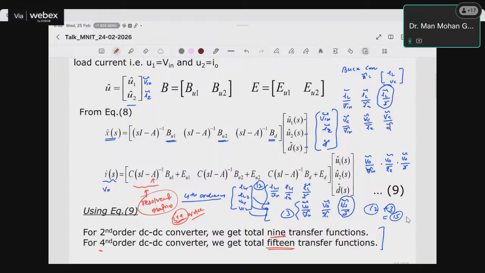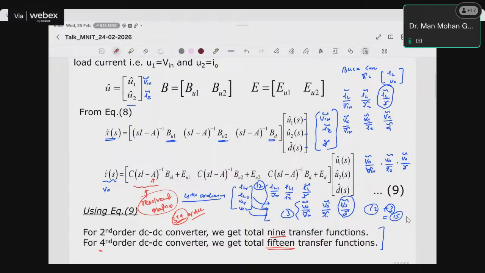How many transfer functions will be possible? You put your answer in the chat box, stating how many transfer functions will be there if the order is third.